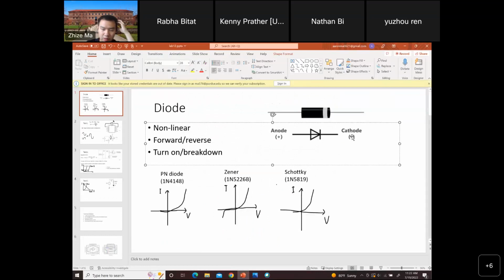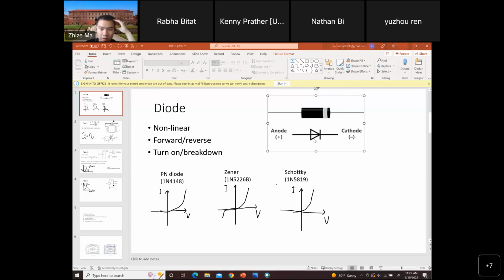Also there's a breakdown voltage, which means if you put a very large voltage in the reverse direction, that could cause the breakdown of the diode, so that will make the diode burn or something. Then it's just broken. And here is the plot that indicates the polarity of the diode.